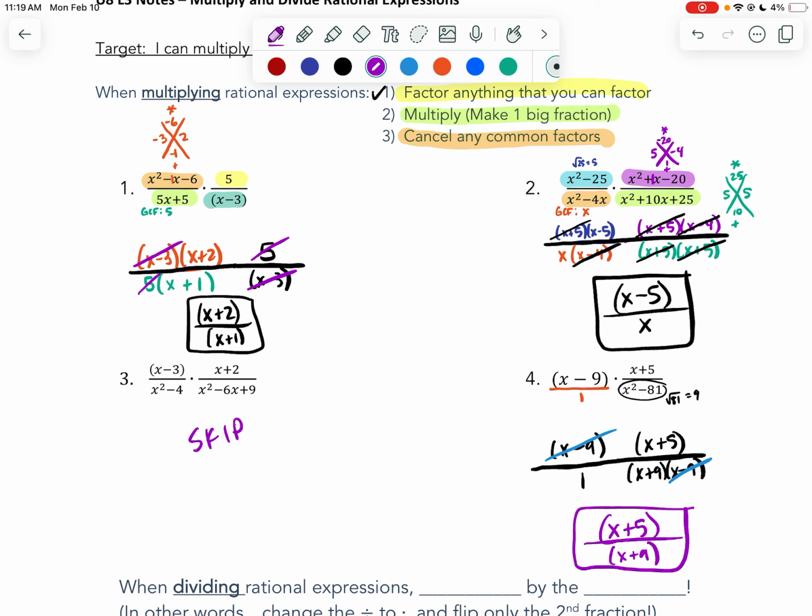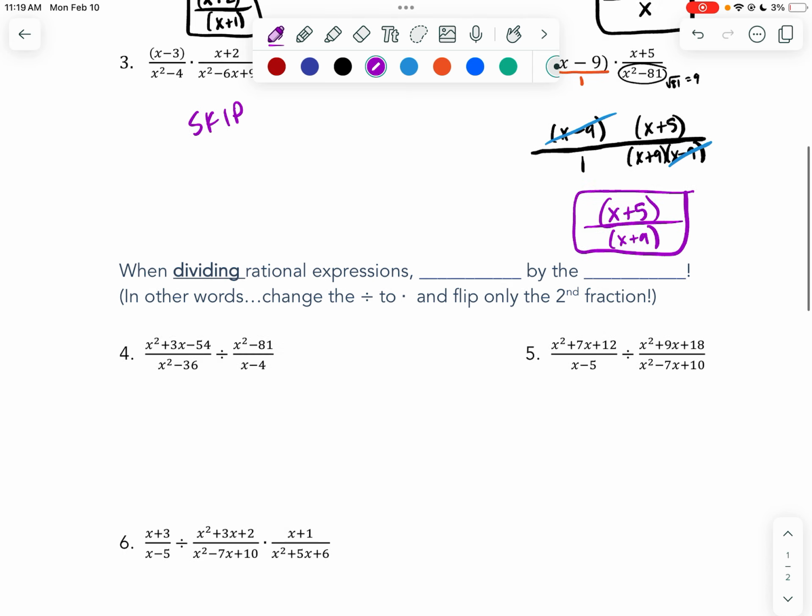Okay, so multiplying is the same as simplifying. It's really what we were doing before. It's just more of it. Okay, so let's go to the last part here, because division just has a little trick to it.